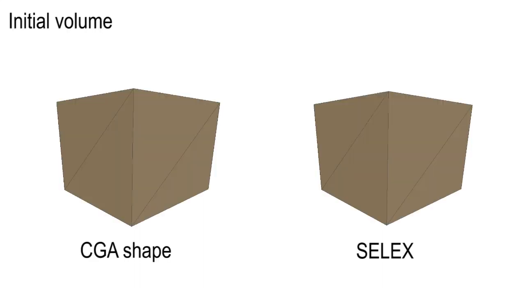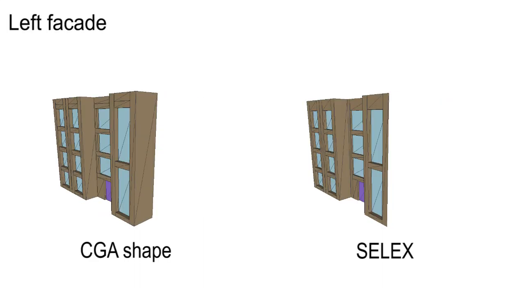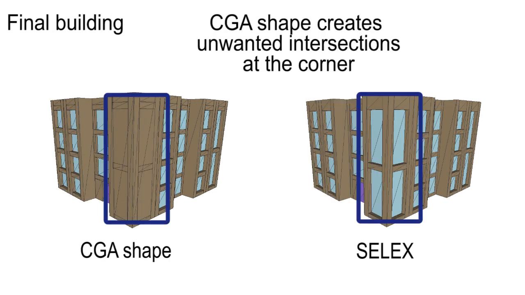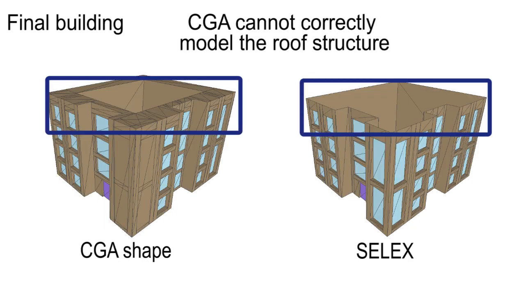When modeling residential buildings, it is difficult to create setbacks and extrusions in a CGA shape. In the simple case, a CGA shape would create unions of boxes. However, this leads to intersection problems at the corners, superfluous geometry, and problems when designing roofs that fit the mass model.